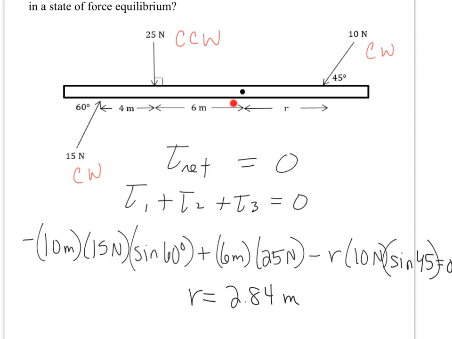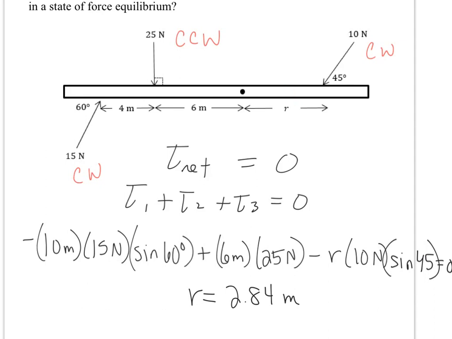If this is 6 meters and this is 2.84, that doesn't look right. So you can't assume that a diagram is drawn to scale just because you're given some unknown length r here. So that's the location that it should be, 2.84 meters. So really probably like around here if it were drawn to scale.